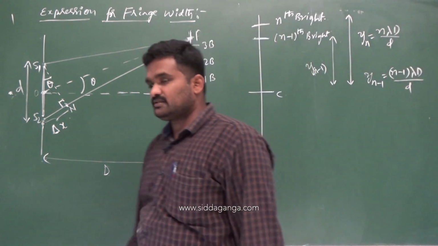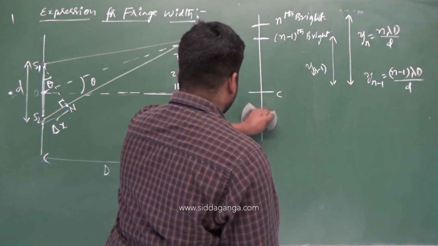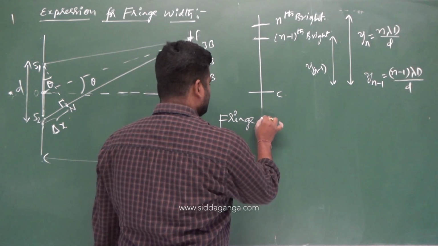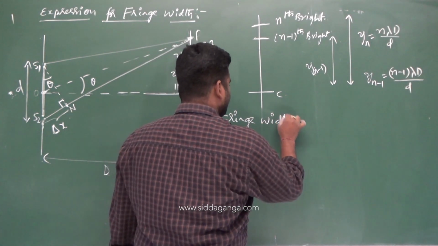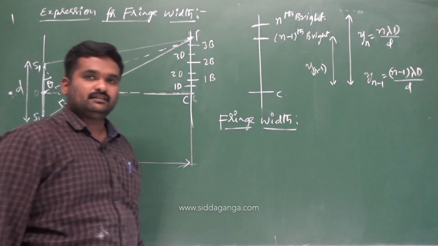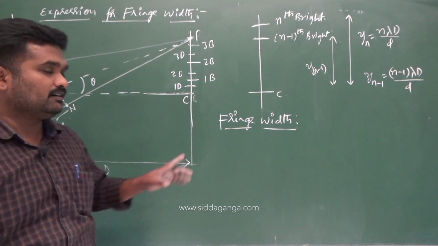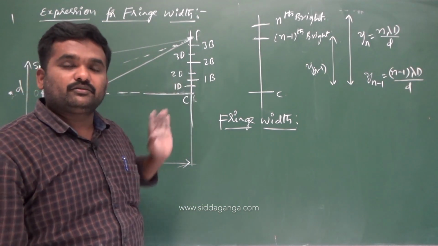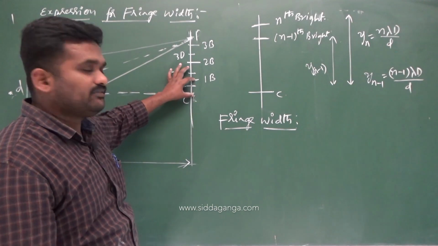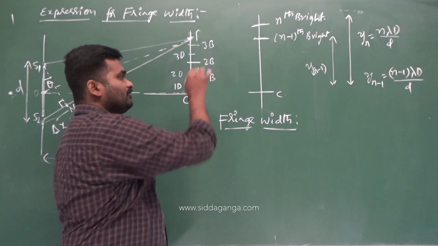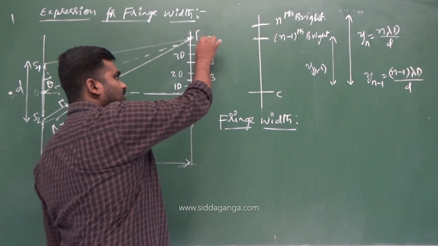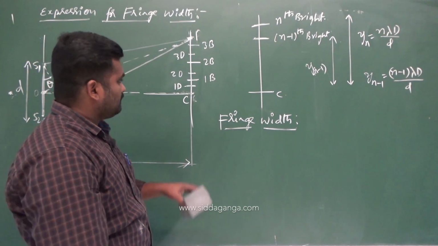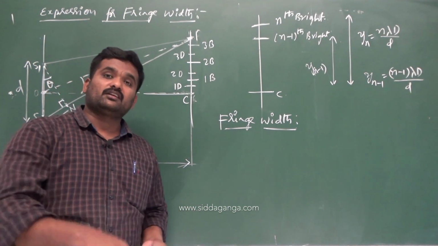So why am I telling those two? Here we are going to define one term called fringe width. Let me define that first and then we will see the expression. Fringe width: the distance between consecutive bright or consecutive dark fringes. Consecutive means what? Between the first and second bright, between second and third bright, or between third and fourth, or between nth and n minus 1th, or distance between consecutive dark fringes also.